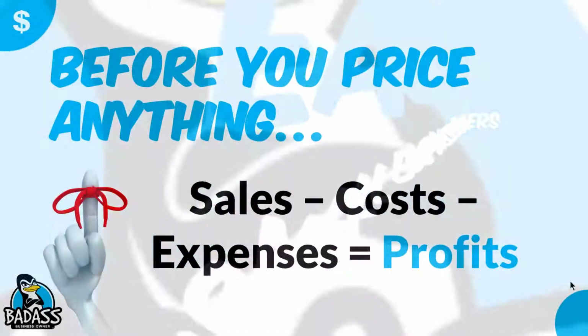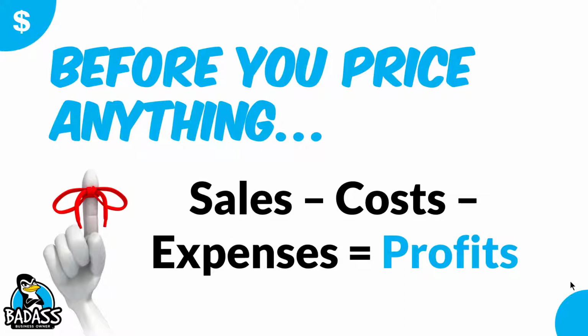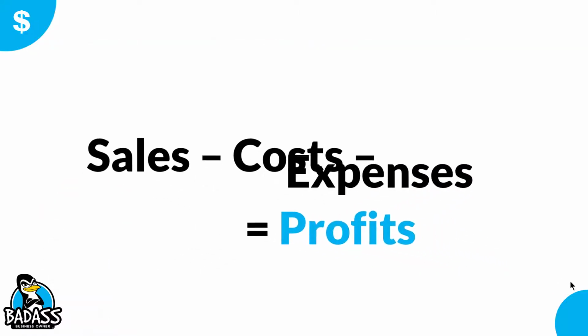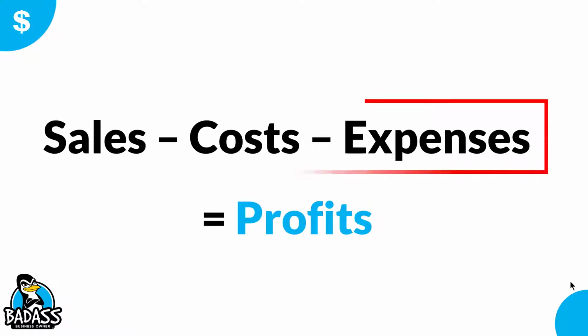Now, before you price anything, it's really important you understand the calculation that I say all of the time. It all boils down to this: sales minus cost of goods minus expenses equals your profits. It's something you need to memorize and say all the time. Anytime you set a price, you need to have this calculation in the back of your head. Sales minus costs minus expenses equals profits. And here's why. Because most people mess up in this section right here of costs and expenses.